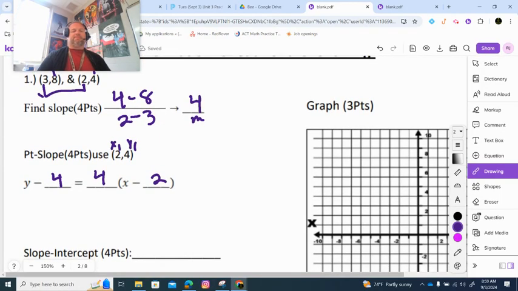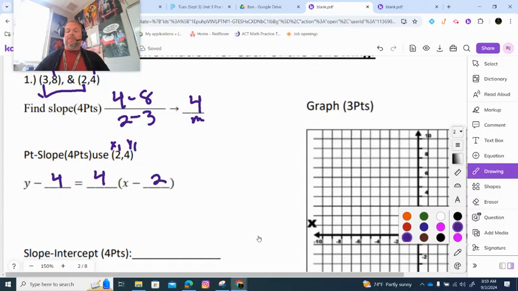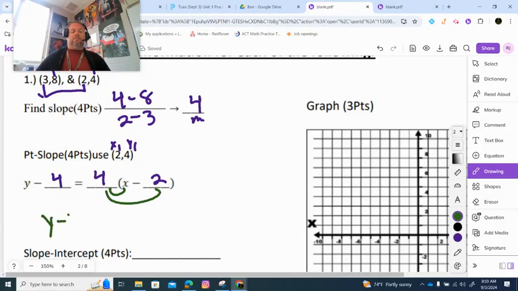Now, I didn't put this in my orange sheet yet because I'm actually going to pull this example in: how to go from point slope to slope intercept. Remember, we distribute. So y minus 4 equals 4x, and 4 times 2 would be 8. Then I'm going to add 4.